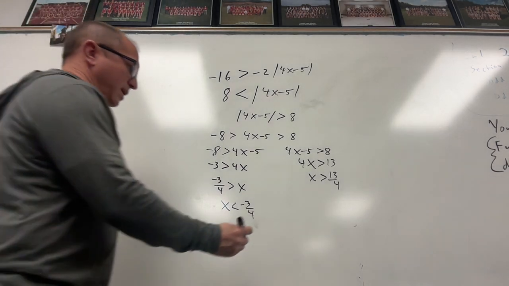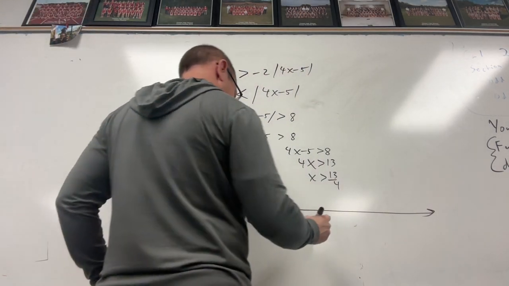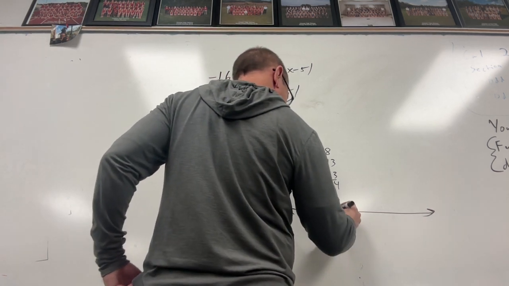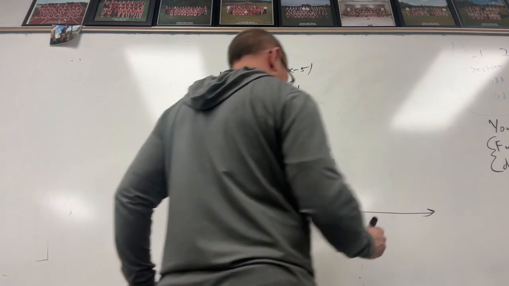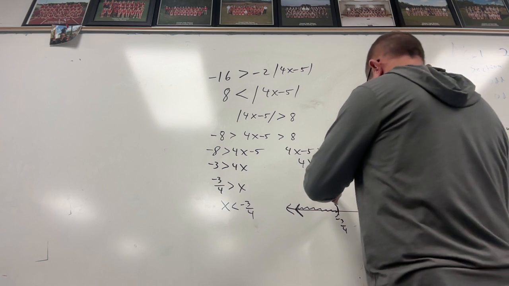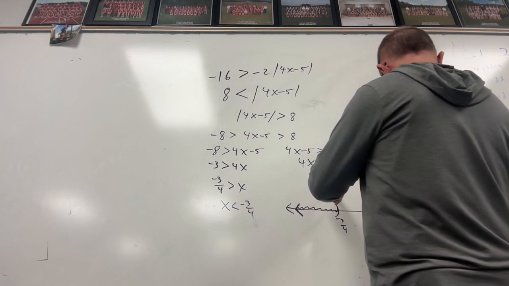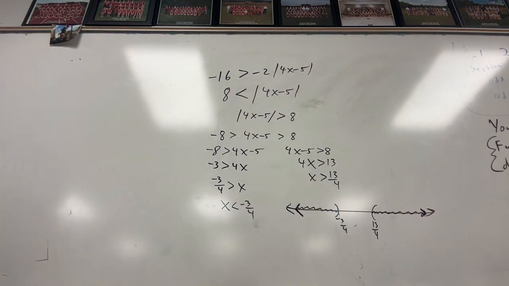So here's a situation where I've got x less than negative 3/4. And I'm greater than 13/4. So that is my solution set on a number line.